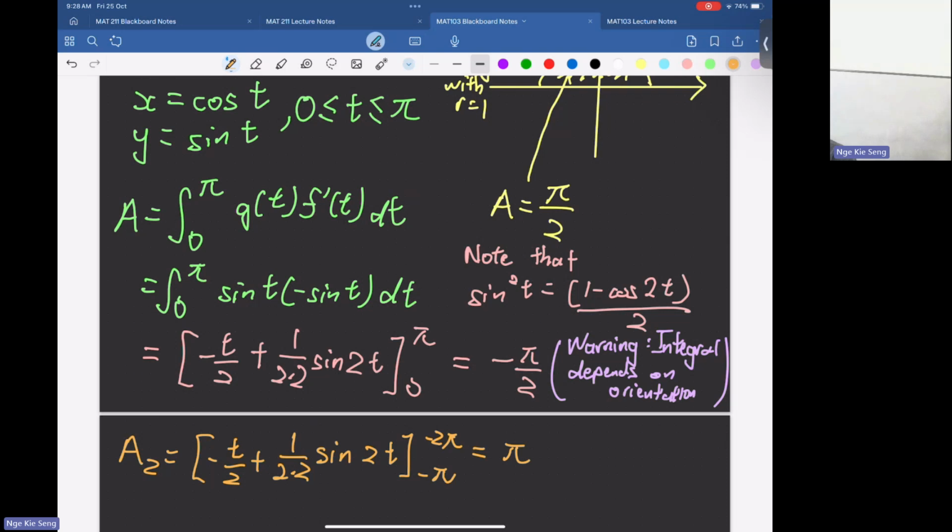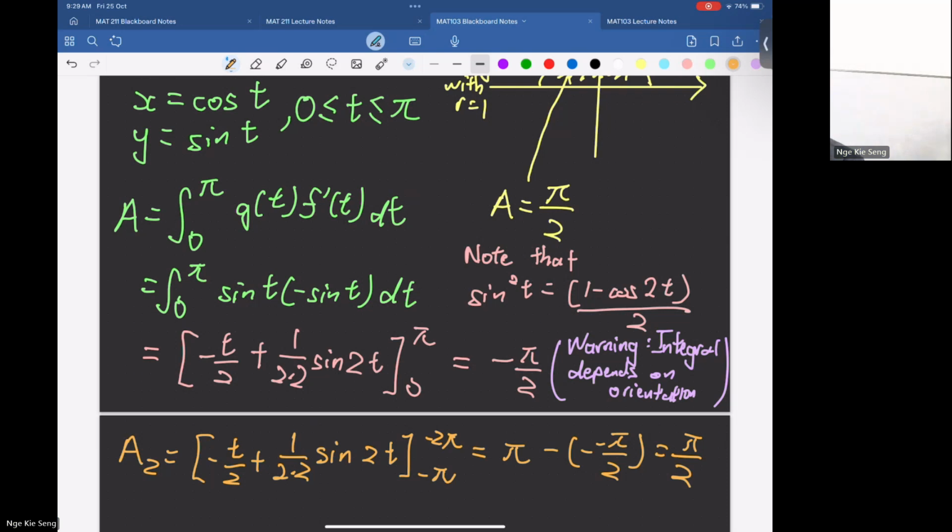Sine 4 pi is 0, right? Sine 4 pi is 0. And then 2 pi is still 0. So minus. Yeah, you get pi over 2.